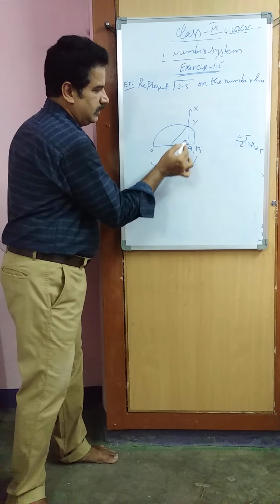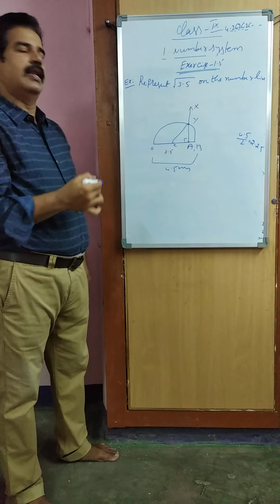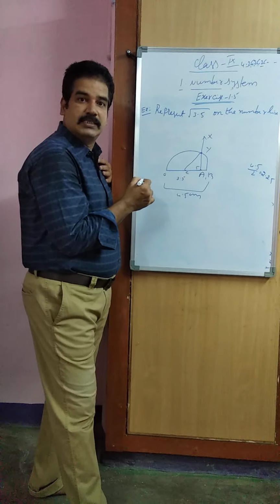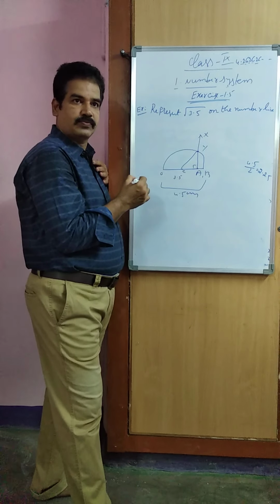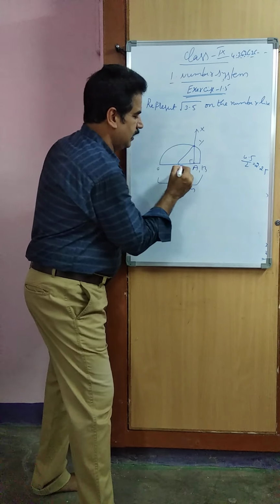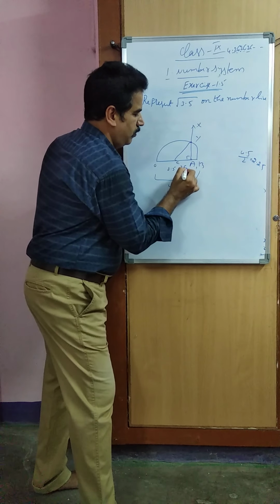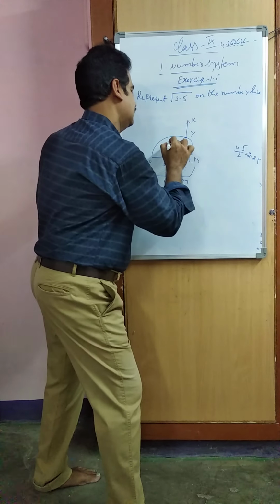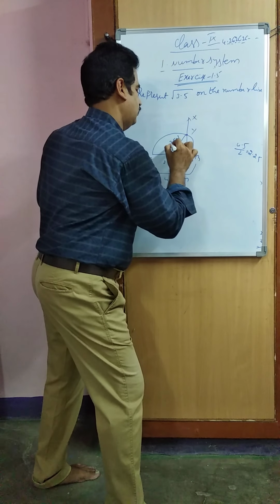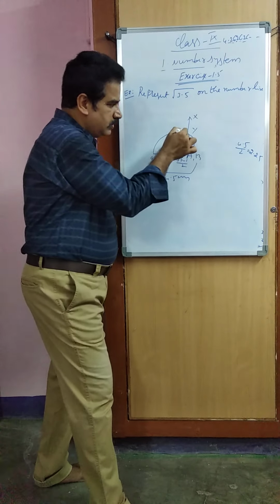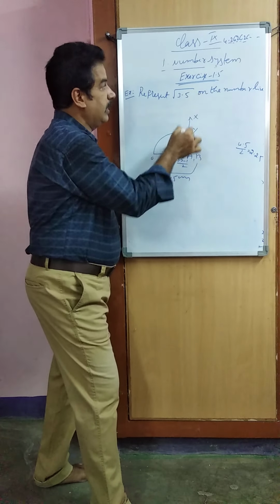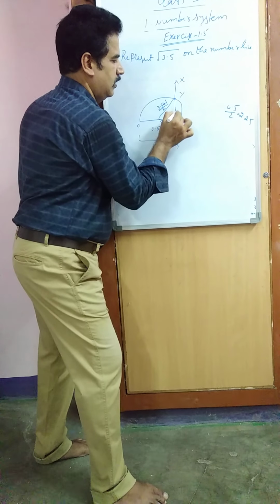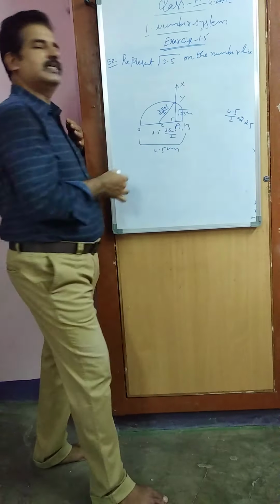CAY is a right triangle. The distance of CA is (3.5 minus 1) by 2. The distance of CY is (3.5 plus 1) by 2. Now this is our required distance, that is, AY is the root 3.5 distance. This is the root 3.5 distance.